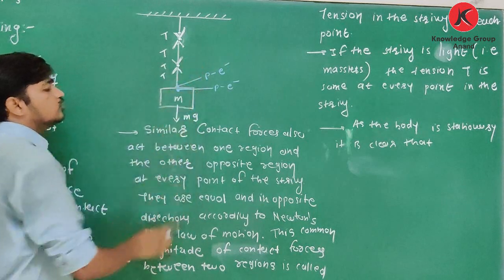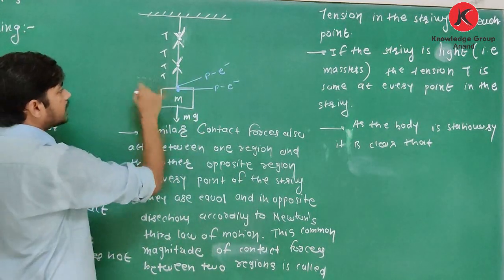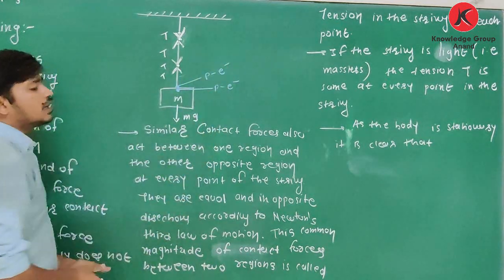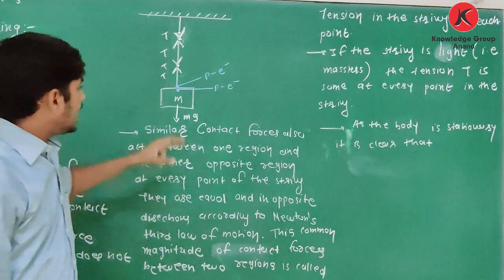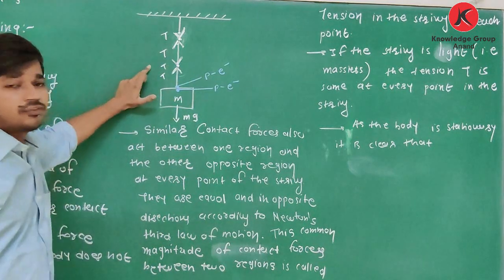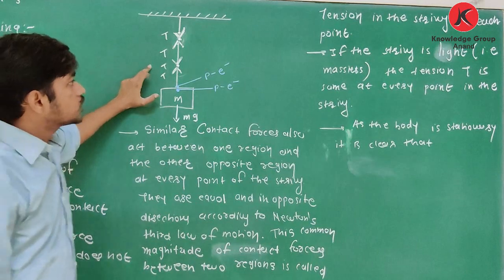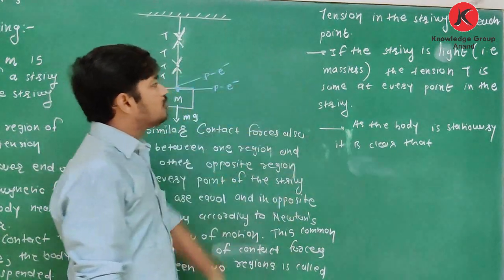If these two forces are equal in magnitude, T and T, in opposite directions, then the resultant will become 0, and the string does not break from this point. Clear about this? Okay, so yes, tension in the string at every point.